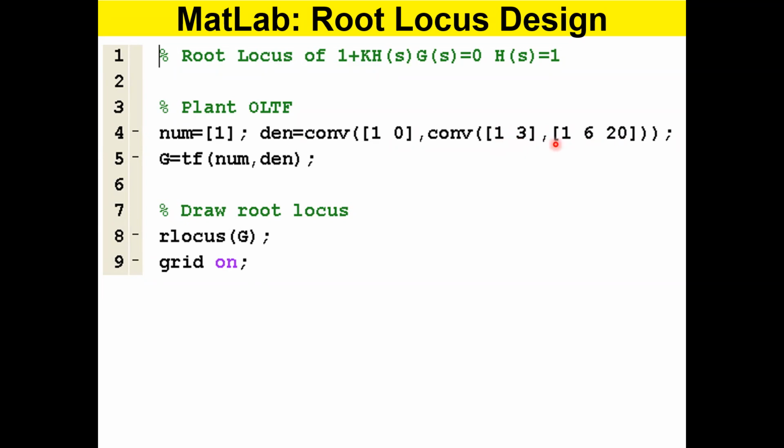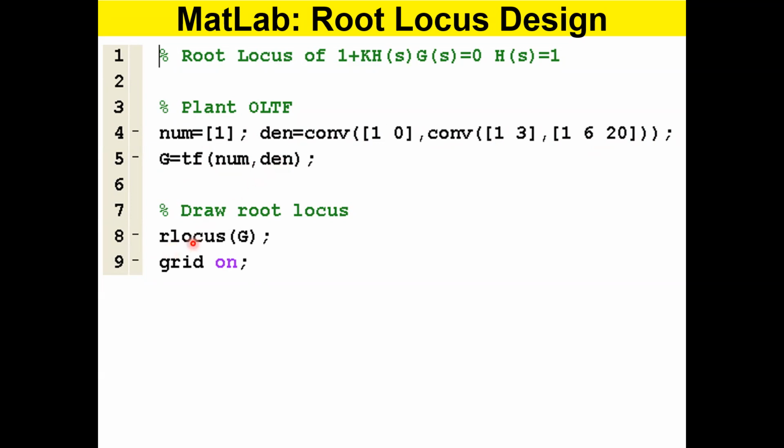Okay, so this convolution actually means multiplication. You multiply these two together and the result you multiply with s plus 0, which is s. So numerator is 1 within brackets. If you just write 1, it's not a vector anymore, right? So denominator is written like this. Then the transfer function is numerator over denominator. So you create the open loop transfer function.